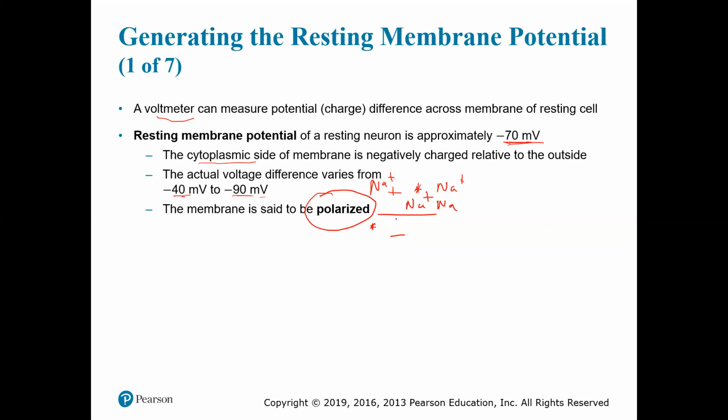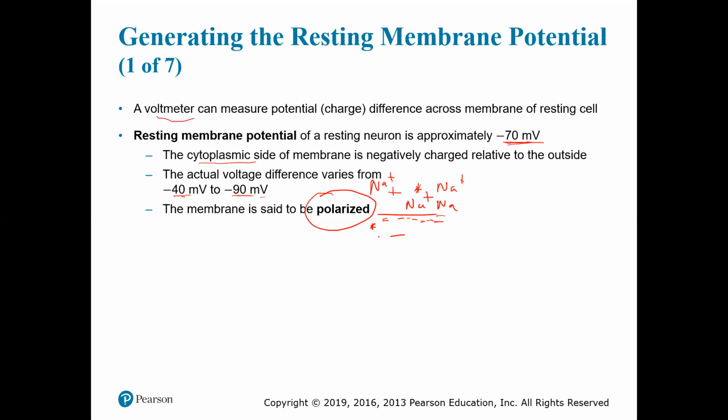Inside, again, negative along the membrane, mostly because of large protein anions, which are negatively charged particles. In this case, we're talking about proteins, which are inside the cell. And there's phosphates that are negatively charged. And you could have a bicarbonate ion that's negatively charged. So that creates a lot of negativity inside.